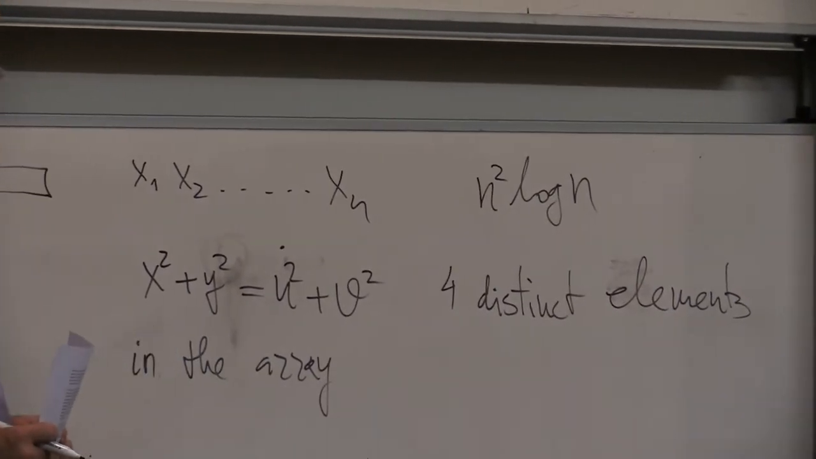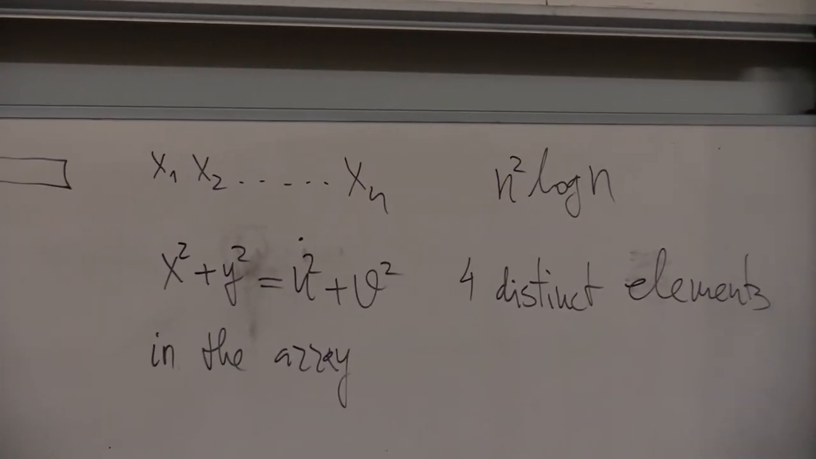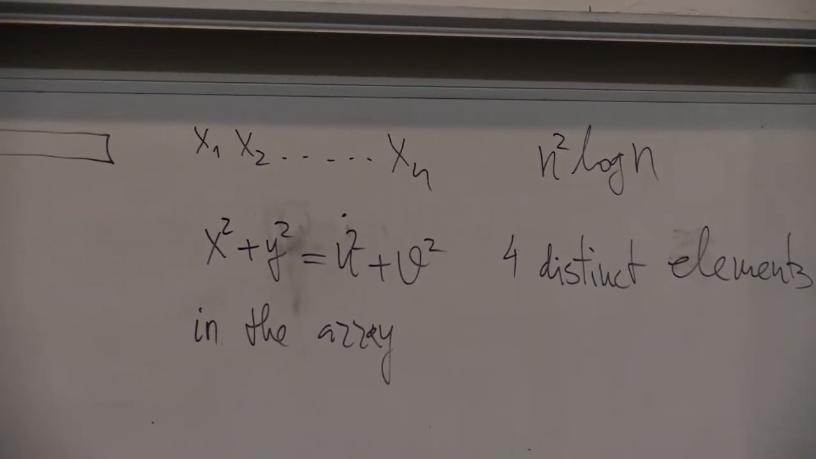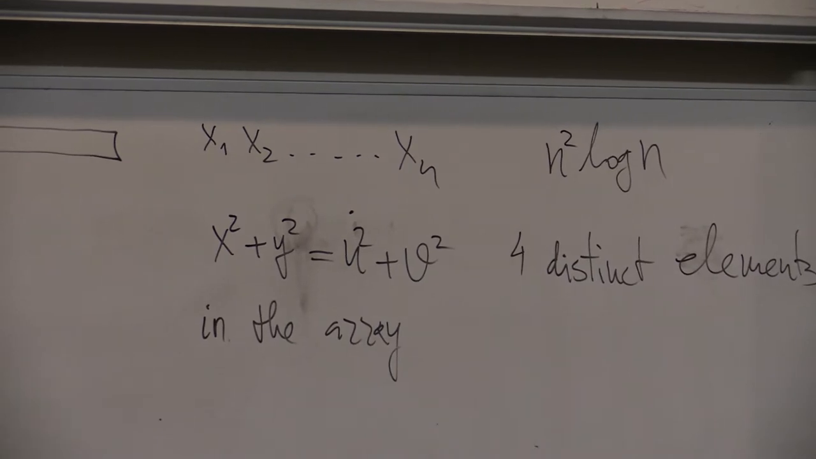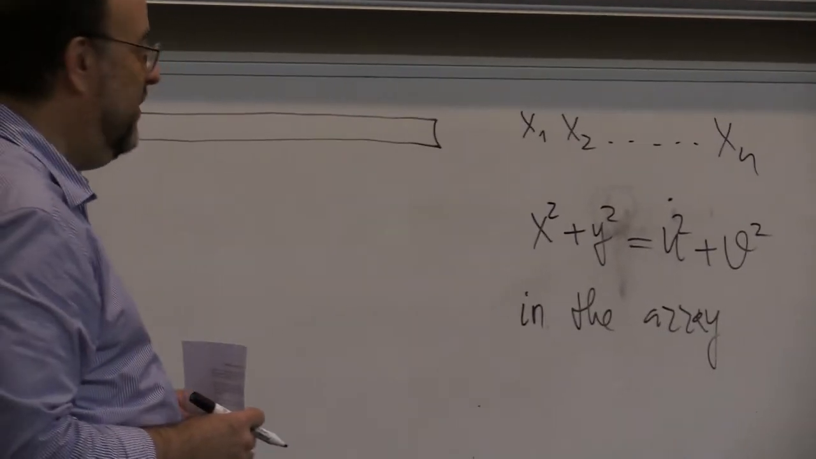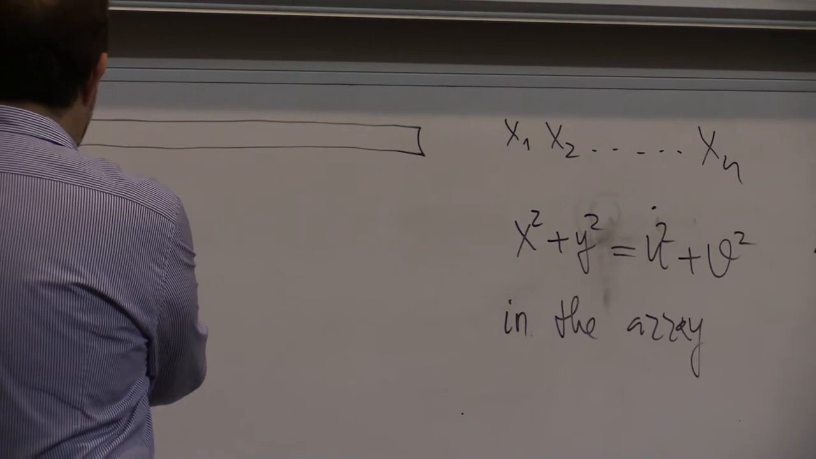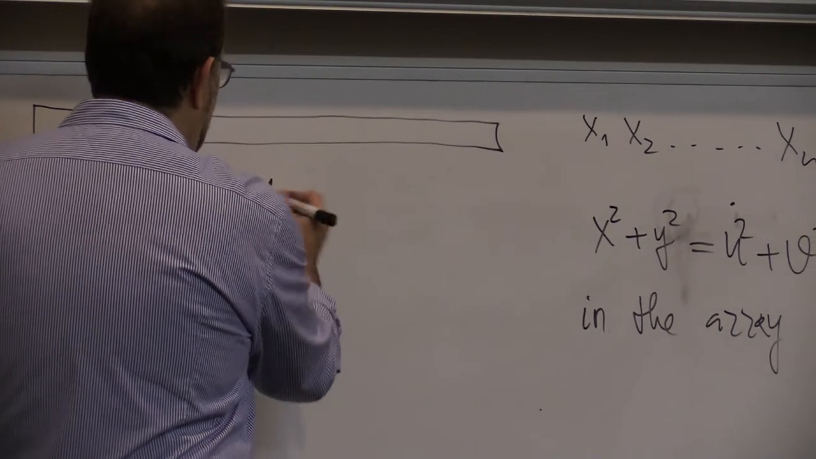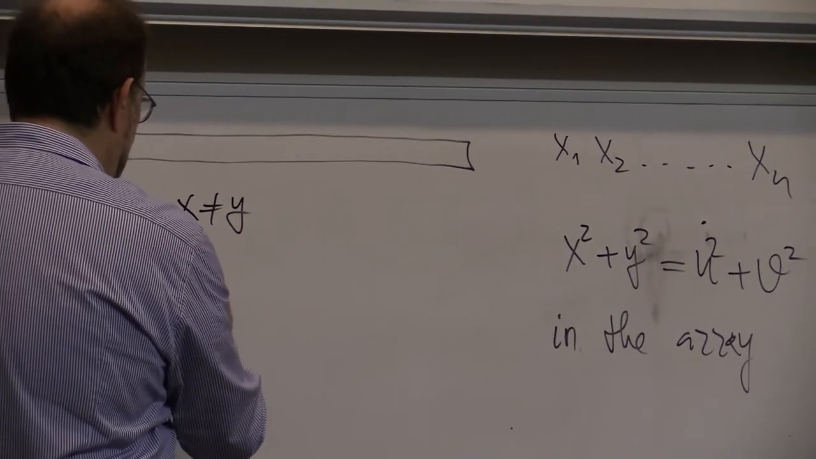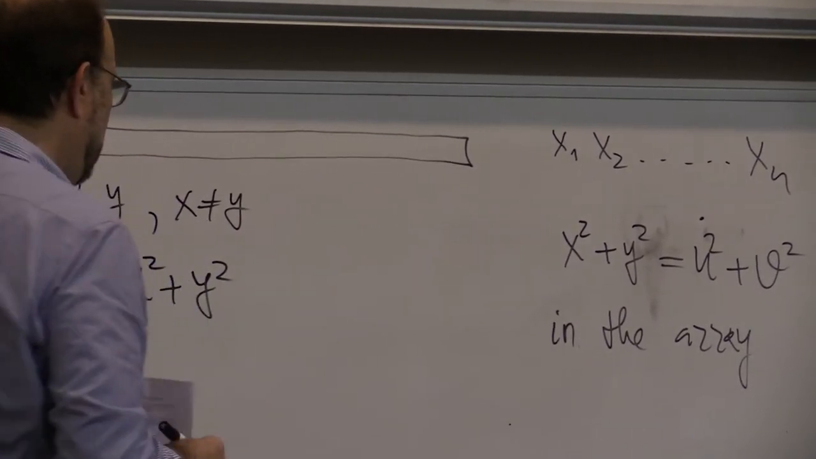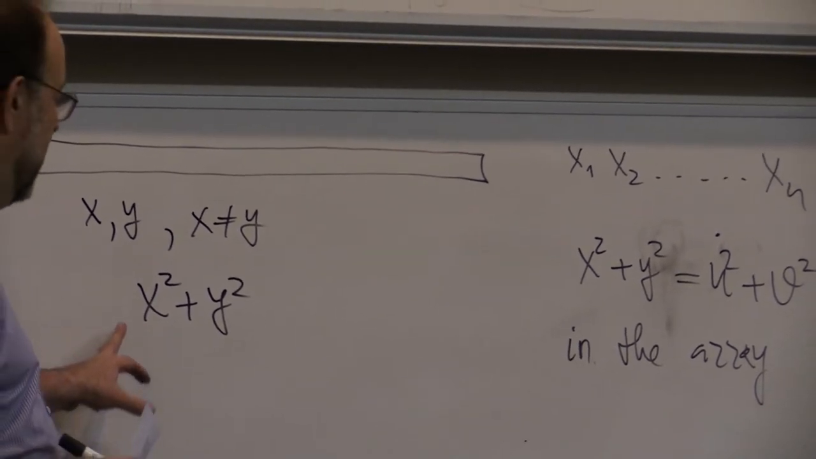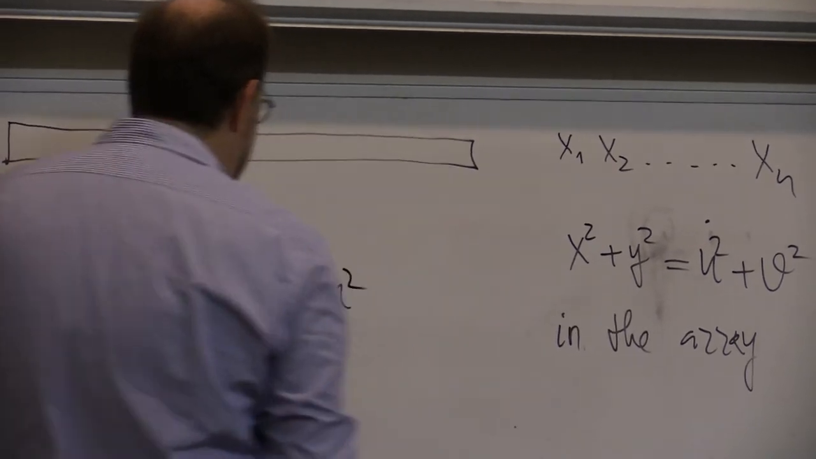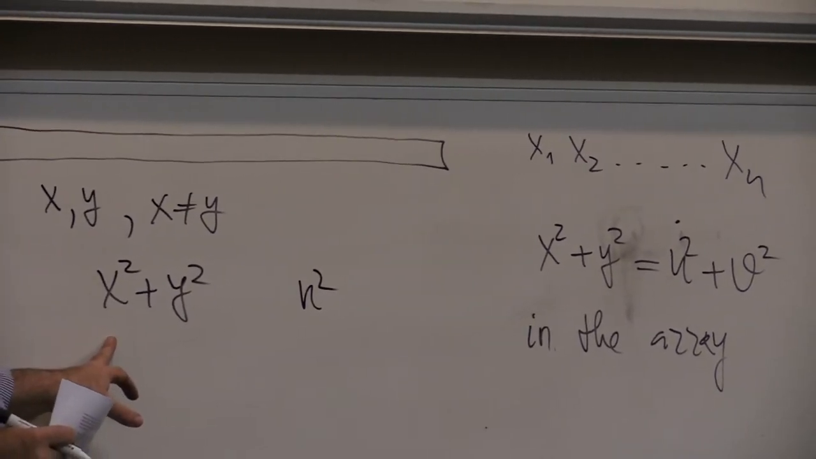Do pairs and see what they equal. Exactly. So the matching. Very good. So what you would do is form all distinct pairs. You simply let x and y, x not equal to y, and compute x squared plus y squared. How many elements do you have? You have n squared many elements. And what do we do next?